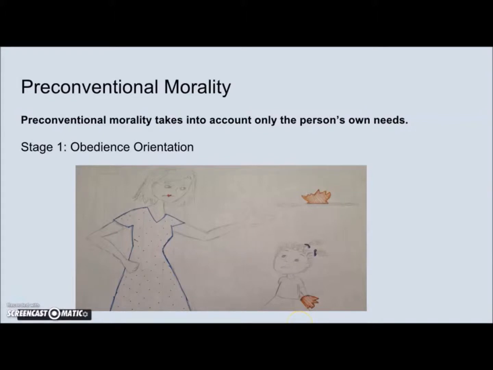Each stage is comprised of 2 substages of morality. Selfishness accompanies a younger child's mentality. It's okay, I don't hold it against any of you guys.